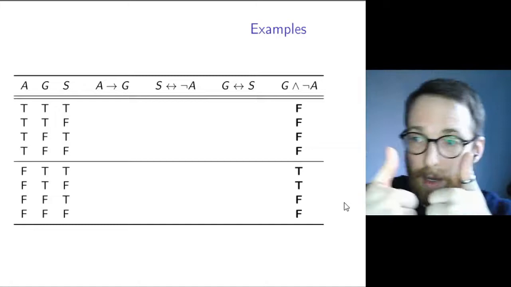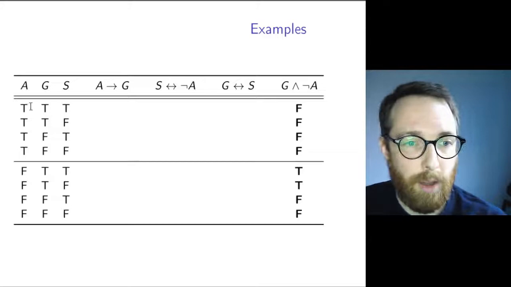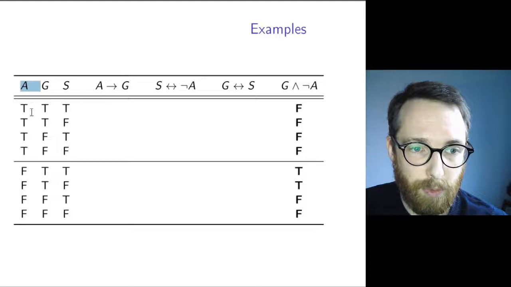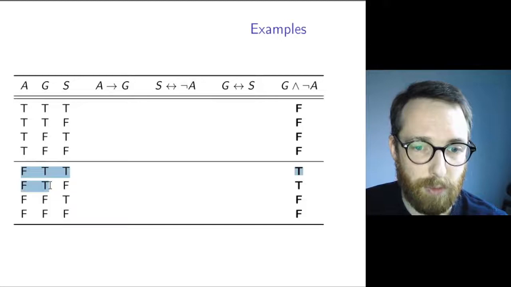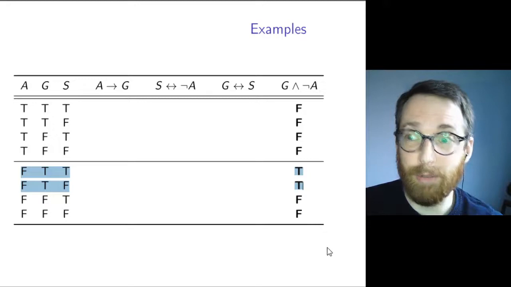So the only rows where this is going to be true are the ones where G is true and not A is true. Not A is true, that means A is false. So I'm going to look for the rows where G is true and A is false. So I'm looking for false here and true here. Where does that happen? That happens just on these 2 rows. So that means these 2 rows, rows 5 and 6, are the only ones where this conclusion is going to be true. The rest will be false. So you can fill that in right away.